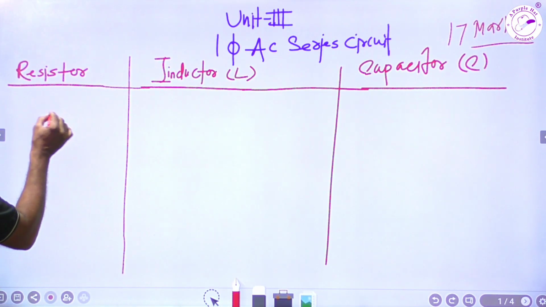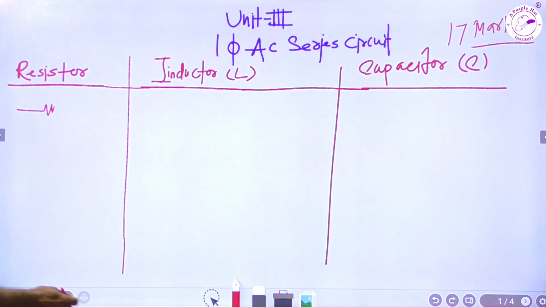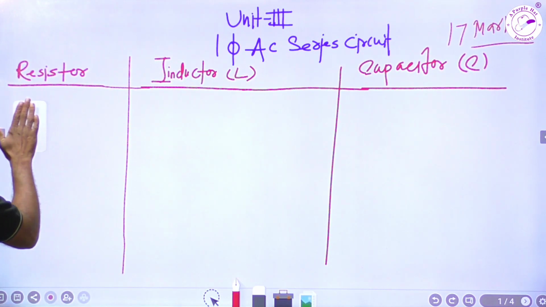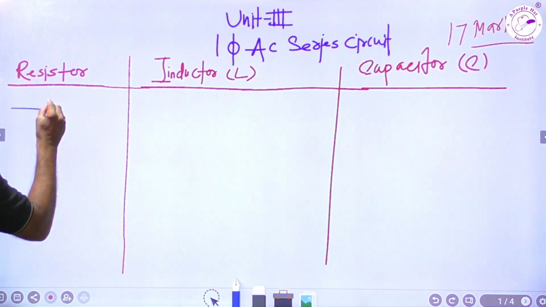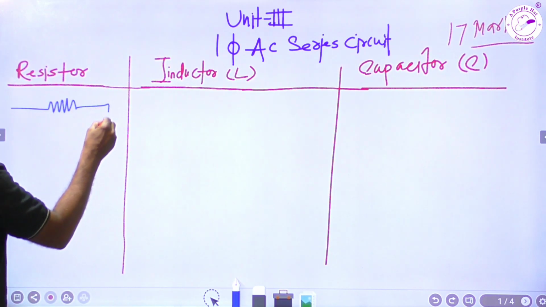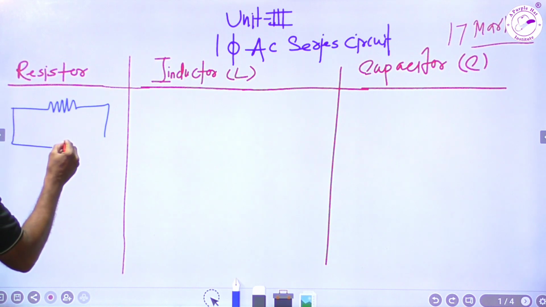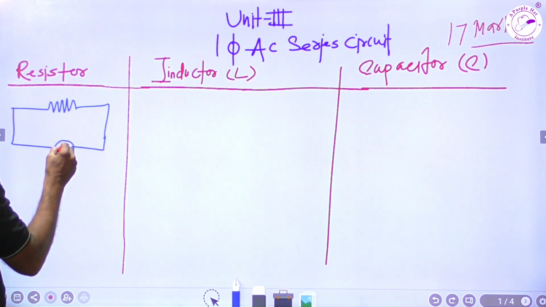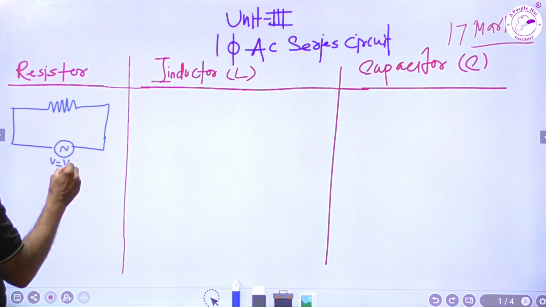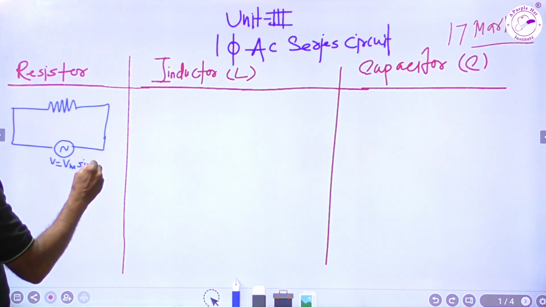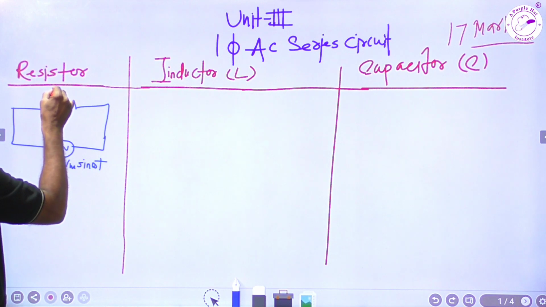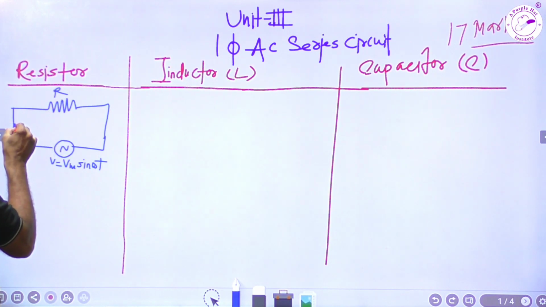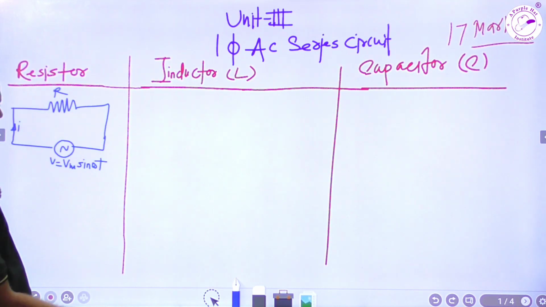So what is a resistor? When this resistor is connected across the source of supply, V equal to Vm sin omega t. This is the instantaneous value of the voltage. R is the value of resistance. Instantaneous current I will start flowing through the resistor.